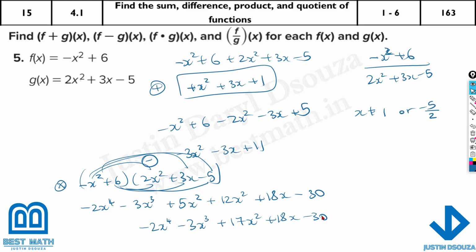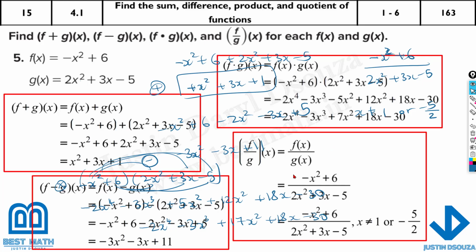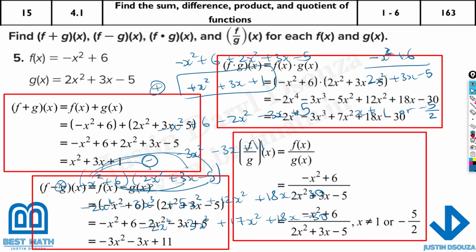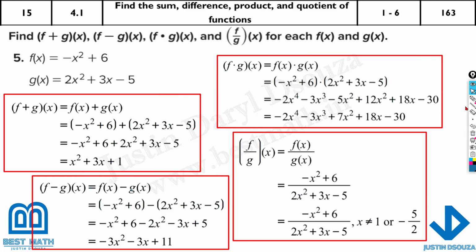Let me just double check. Yes, now we got 17 over here. I think so. I missed a sign or something. Yes, that is going to be... No. This is all right. Now 6 12 x squared. Now this is, yeah, minus and minus is plus. I think so this solution set has an error.